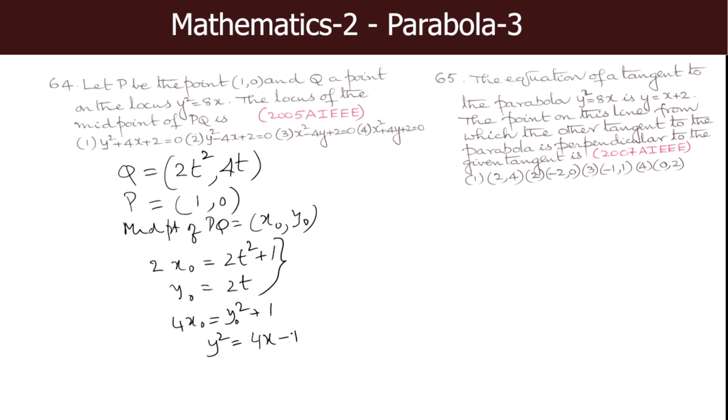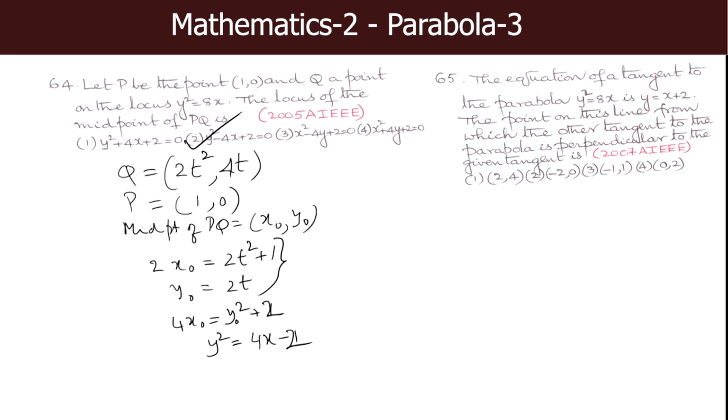y0 equal to 2t. And therefore, because y0 is 2t, y0 square is 4t square, so 4x0 equal to 4t square plus 2, and therefore this is y0 square equal to 4x minus 2, or y square equal to 4x minus 2 is the parabola, the locus, or y square minus 4x plus 2 equal to 0, second option.